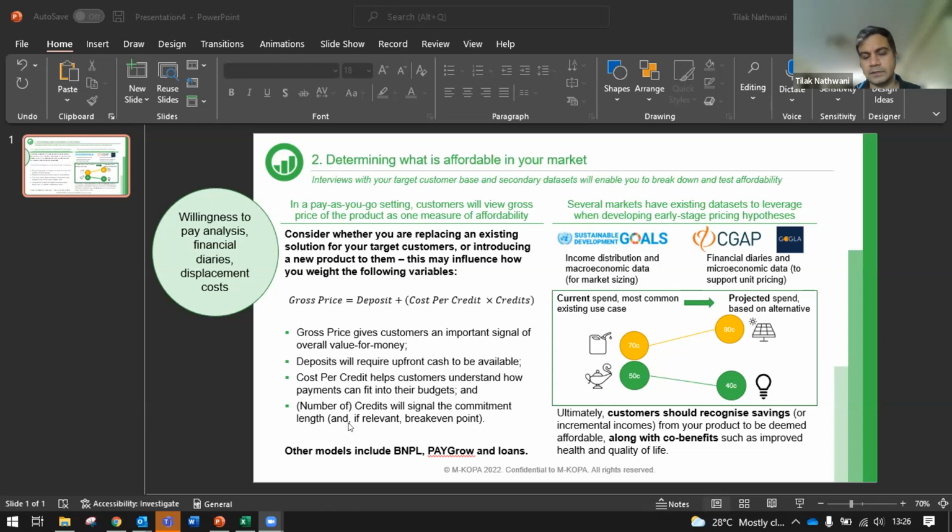And if relevant, a customer might even think about their break-even point, or when they start recognizing savings. So this is very much focused around the pay-as-you-go model, but of course there are other types of credit as well. Buy now, pay later.